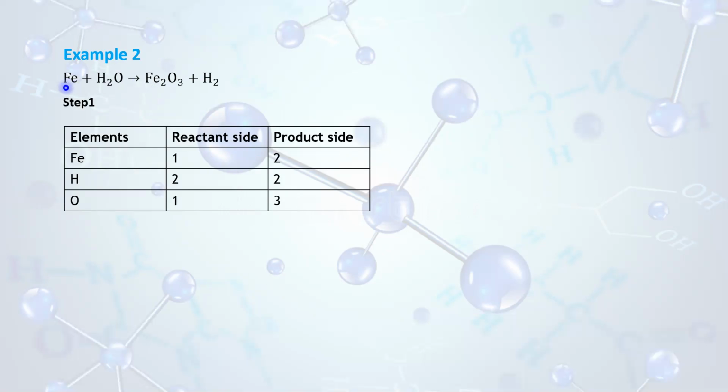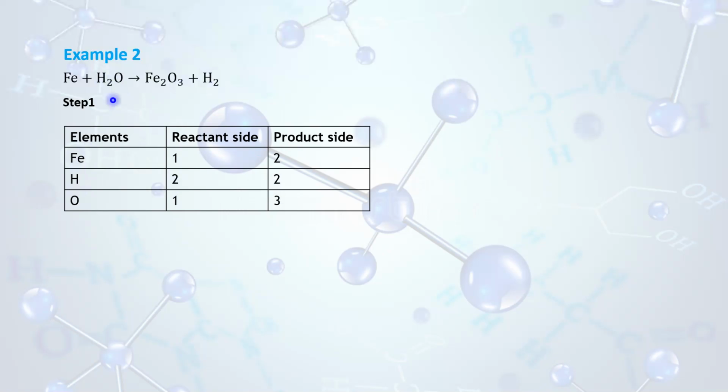And now count the iron atoms on the reactant side. Only 1 atom here. So write it in the second column, 1 atom. And count the iron atoms on the product side. How many atoms over here? 2 iron atoms. So write that 2 here in the product side column. The next element is hydrogen. So write the symbol for hydrogen here. How many atoms are there in the reactant side? 2 hydrogen atoms. Write that in this reactant column. And move to the product side. How many hydrogen atoms? 2 hydrogen atoms.